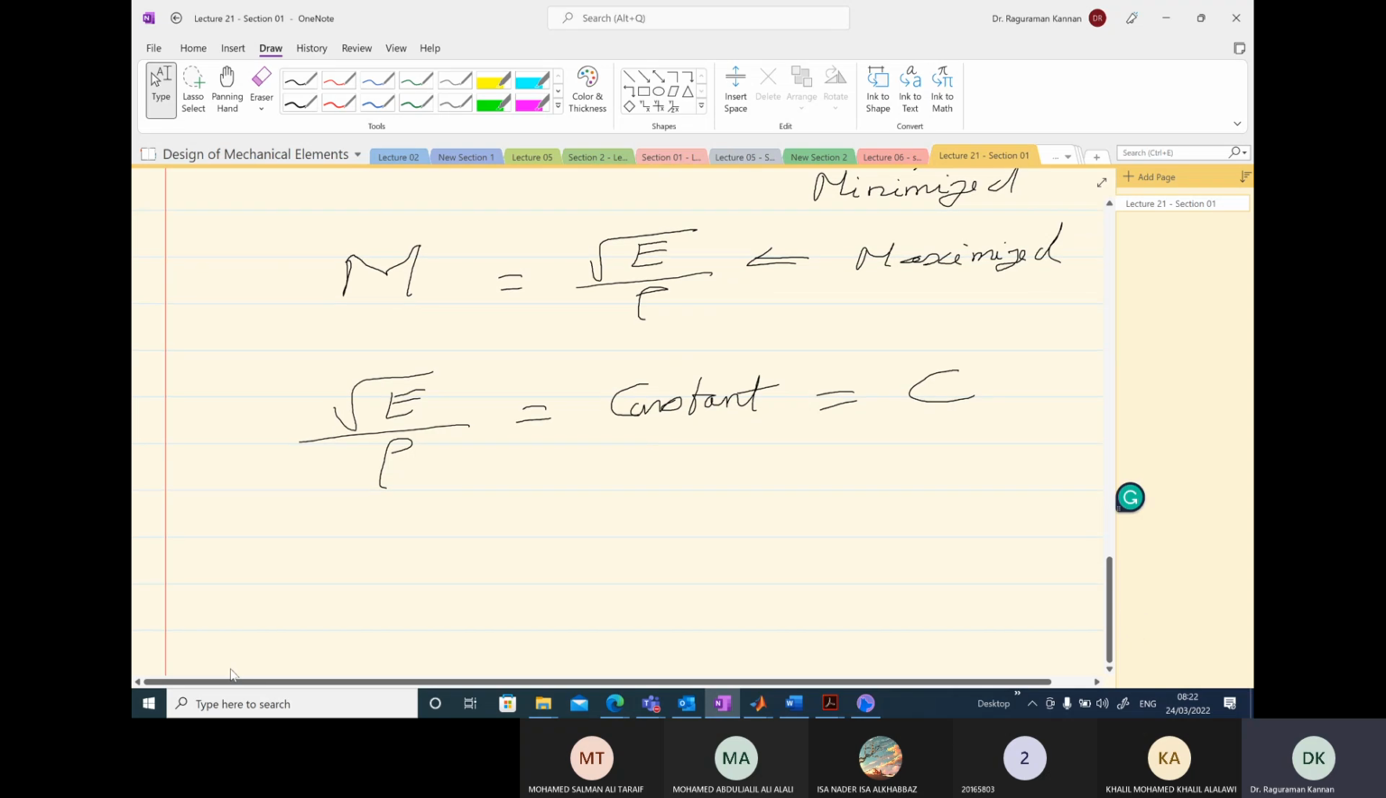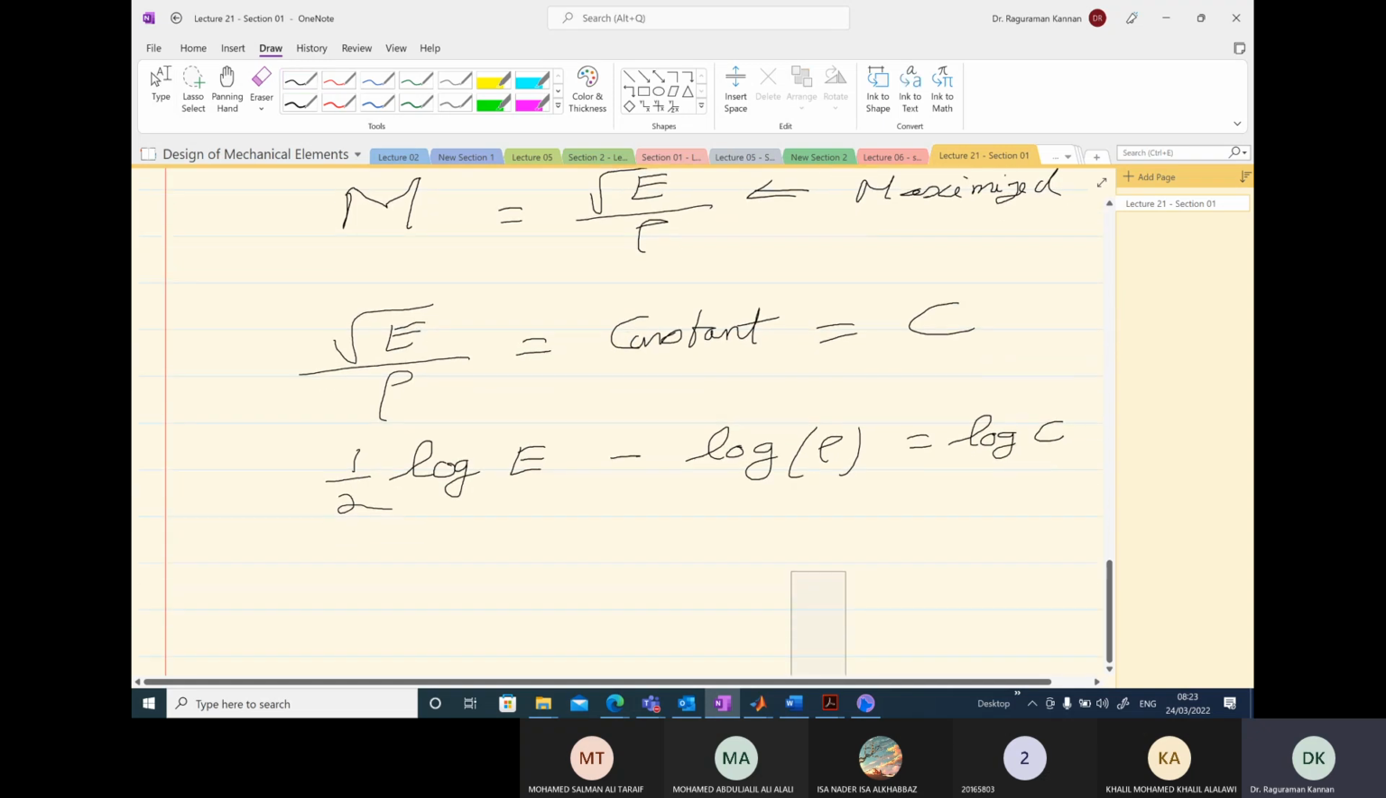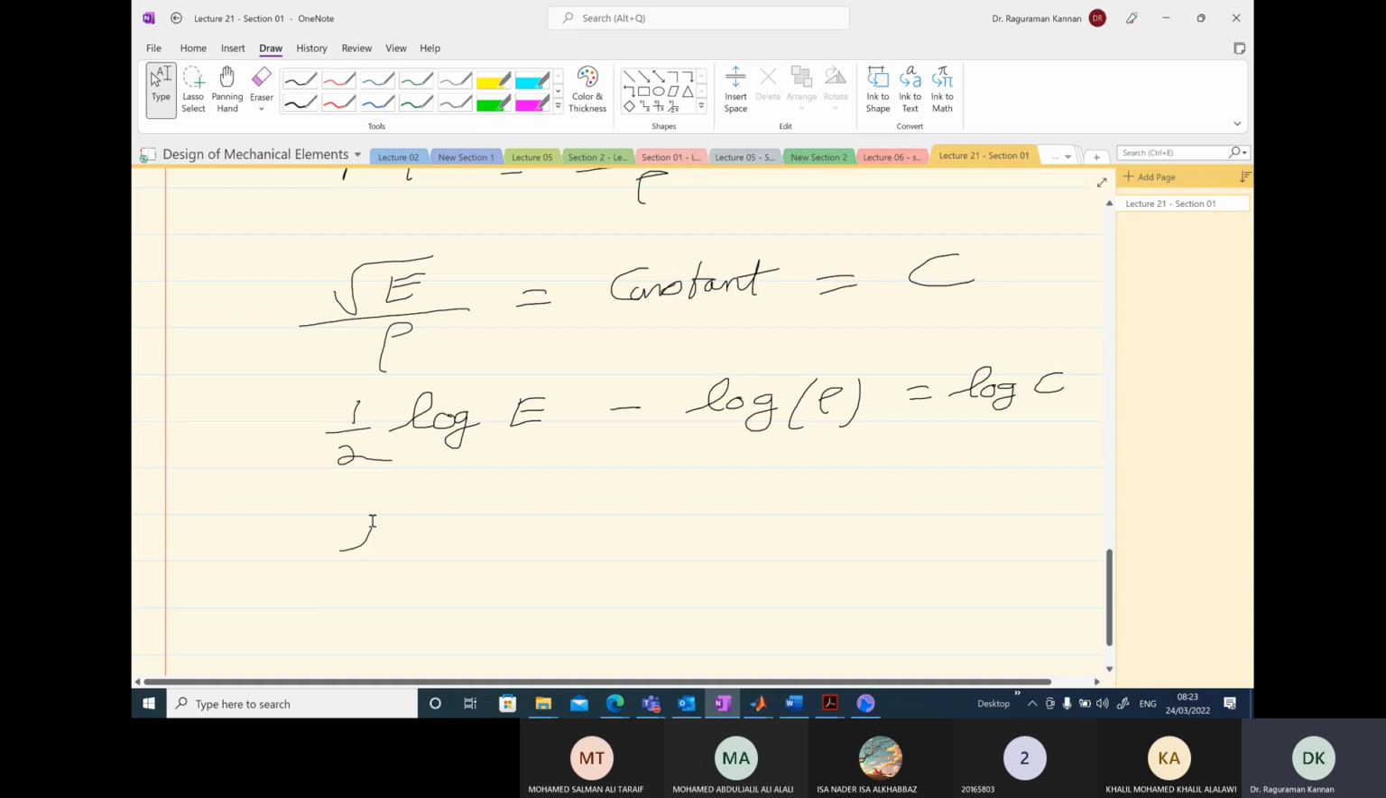Now take log base 10 on both sides. So you will get 1 by 2 log E minus log rho should be equal to log C. You can rewrite this entire formula by multiplying by 2 and taking the other terms to the other side. We are going to get log E equals 2 log rho plus 2 log C.